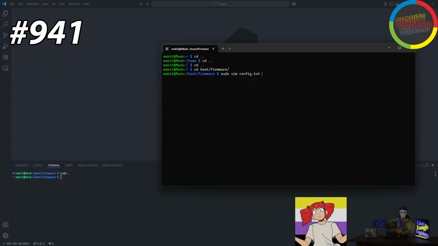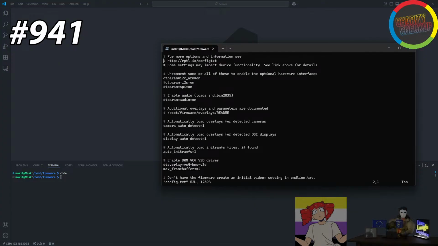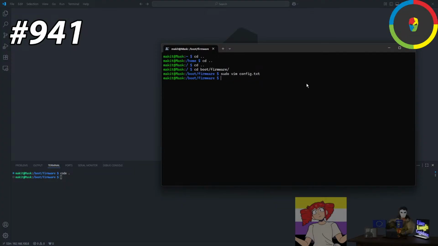Sudo, config.txt. Okay, and then right here we have this, which we want to comment out. Right. Enable optional hardware interface. Yes, so now we have I2S enabled. Splendid.